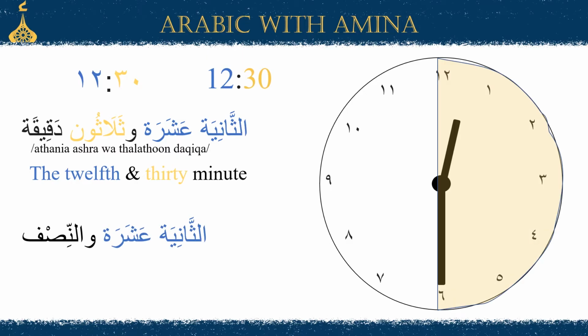And now our other way to say 12:30, as you can see, 30 means half. It's half an hour. So we can say it's الثانية عشرة والنصف, which means the 12th and the half.